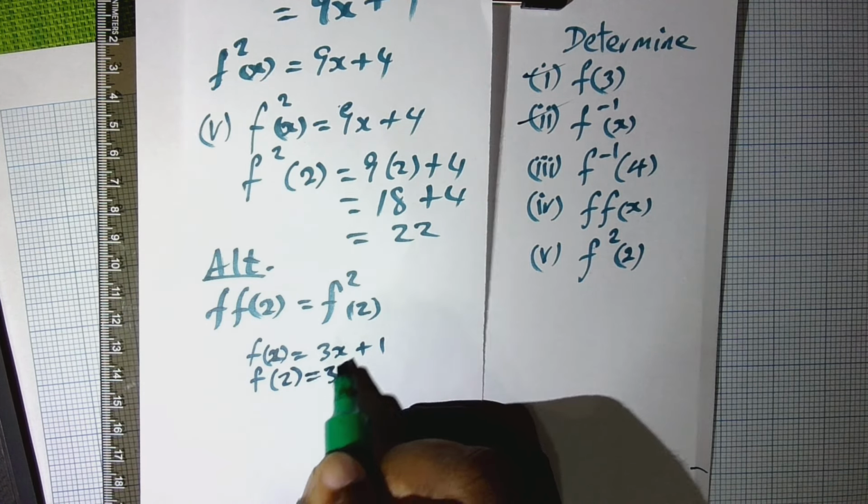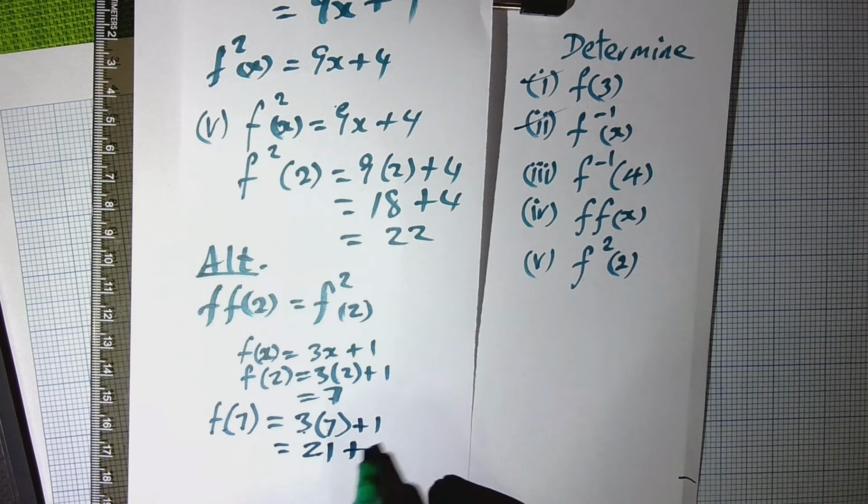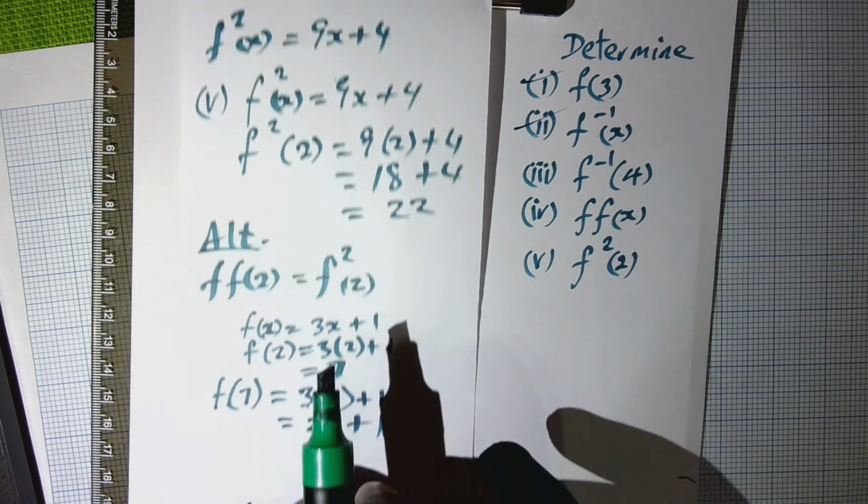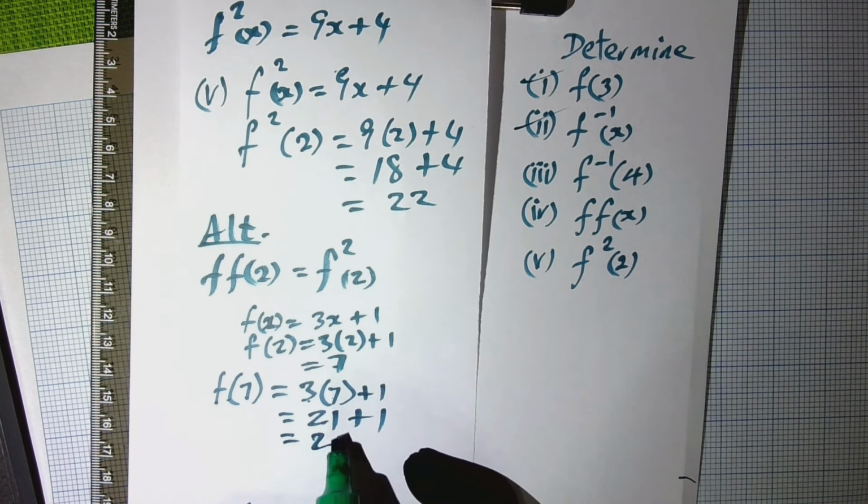So f of 7 is 3 times the x value of 7. In other words, 3 times x plus 1. And x being 7, so it's 3 times 7 plus 1. This gives us 21 plus 1, which gives us 22. And that's our solution.